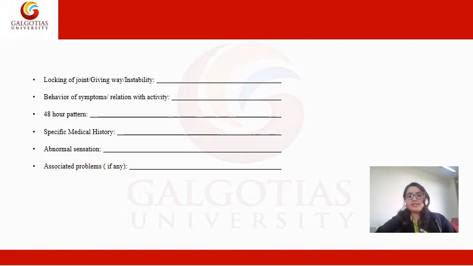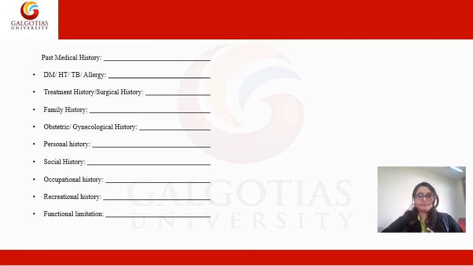Then we have associated problems, if any. So associated problems means only those related to that condition. Now if the patient says I have neck pain and I also have shoulder pain, now neck pain is associated to shoulder pain, so you need to address that. But if the patient says I have neck pain and now I have a knee pain, now these two are not much associated to each other, so we can skip documenting that, right?